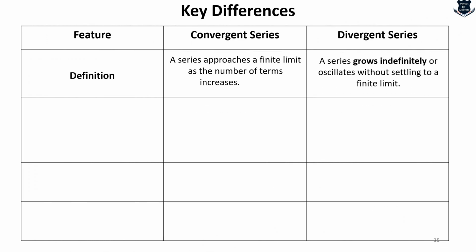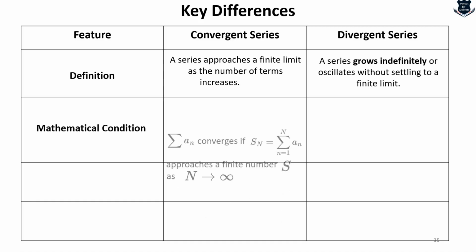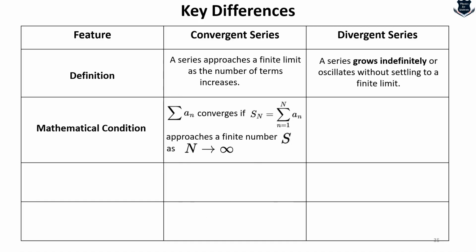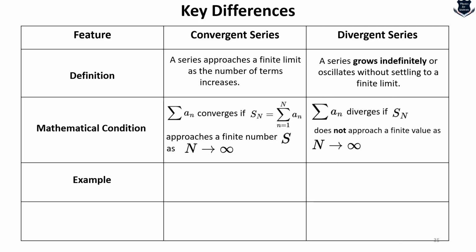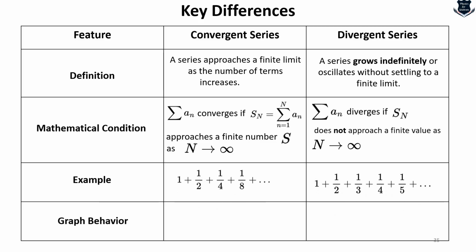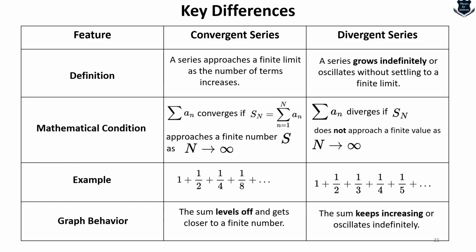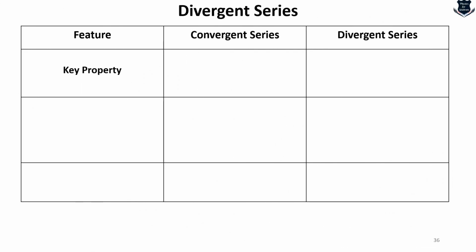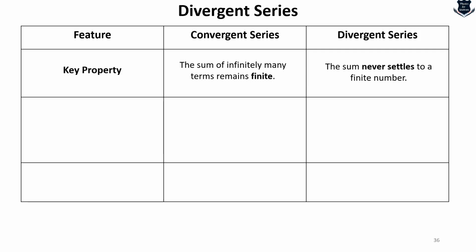Definition is that a convergent series approaches a finite limit as the terms increase, and here a divergent series either grows indefinitely or oscillates without a finite limit. Mathematically, convergence approaches a finite number as n approaches infinity, and divergence does not approach a finite number as n approaches infinity. Example is this one, and example is this one which we have seen. The graph behavior, the sum keeps on increasing or oscillates indefinitely. The key property: sums of infinitely many terms are infinite and it never settles.